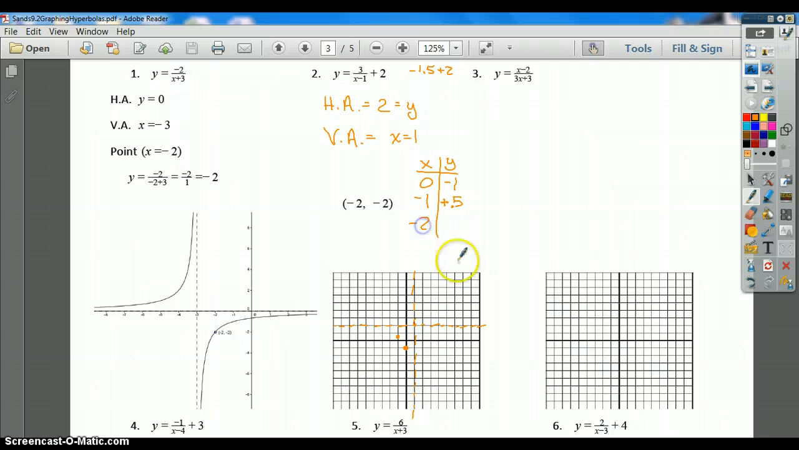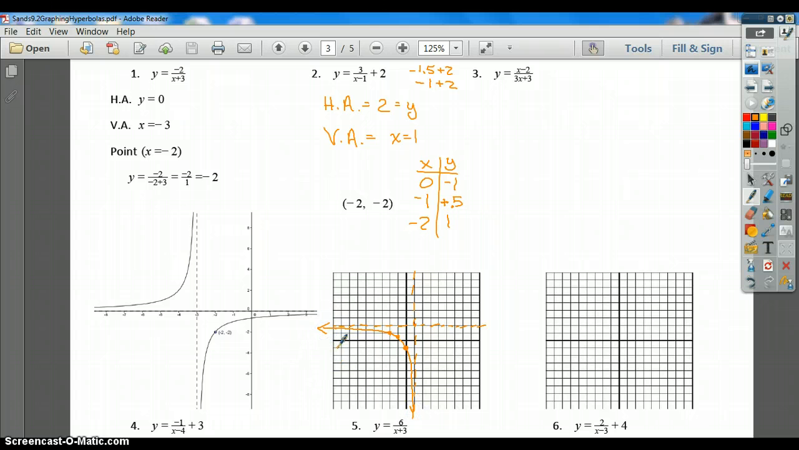And I'm probably going to try negative 2 yet. So that would be 3 over negative 3, which is negative 1 plus 2. So I'm looking at positive 1. So I can pretty much see what's going to happen here. It's going to approach this asymptote and then take off down there.